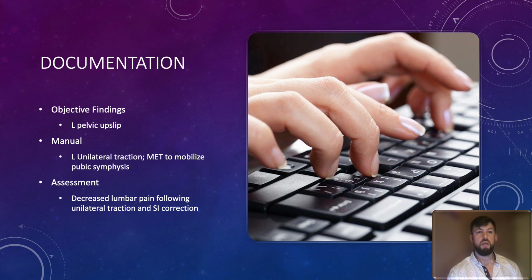When documenting a pelvic upslip, if you have an objective finding spot in your documentation, you can just put it as a left pelvic upslip or right, whichever one it was. If there's a spot for manual, you can be a little more descriptive. You can put that you used left unilateral traction with an MET to mobilize pubic symphysis. And in the assessment section, you can put that they had decreased lumbar pain following unilateral traction and SI correction.